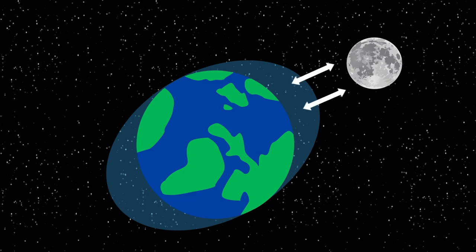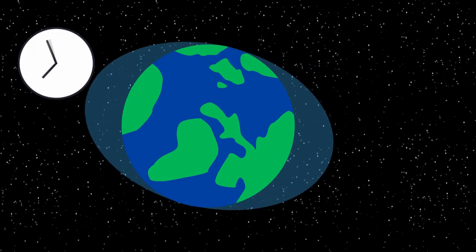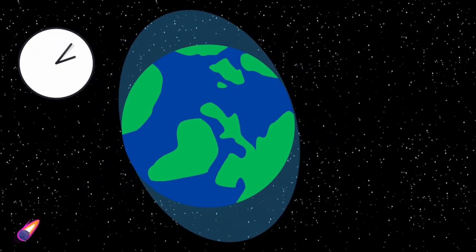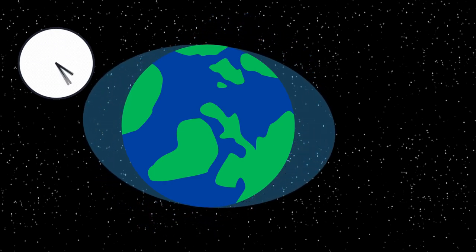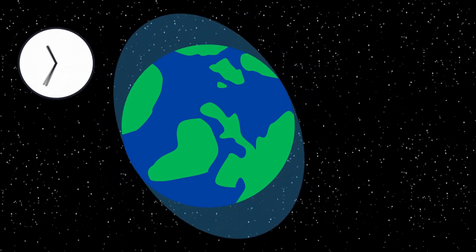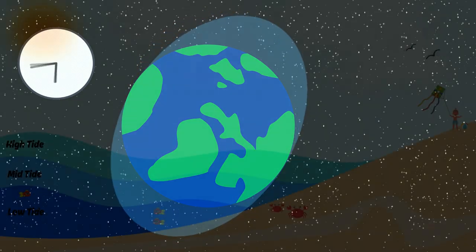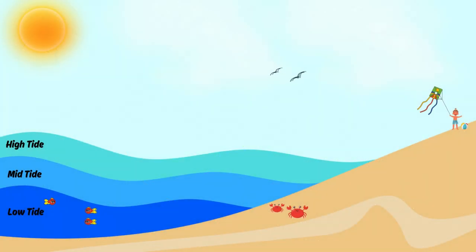a second high tide. As the Earth rotates, different areas move into and out of these bulges, leading to the regular rise and fall of sea levels. Most coastal areas experience two high tides and two low tides every 24 hours, known as semi-diurnal tides.